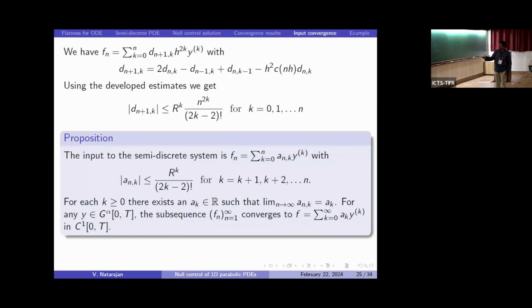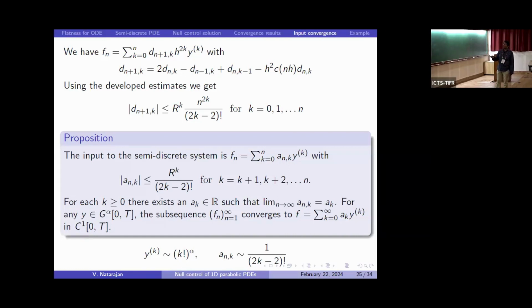Now when you have y, which is in the Gevrey class G alpha, then you can also show the functions converge. The reason is, okay, when you look at this summation here, these coefficients are behaving like 1 by 2k minus 2 factorial, and the kth derivative of y has an estimate something like k factorial to the power alpha, where alpha is between 1 and 2. Okay, so therefore if you take this product, then of course it's going to be something small as k increases. Okay, so therefore the convergence for any y in G alpha is not difficult, once you have these estimates for a n k, and you know that the whole series converges. Okay, so this is basically showing the convergence of the coefficients.